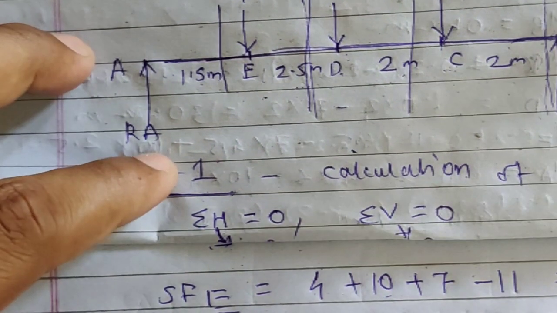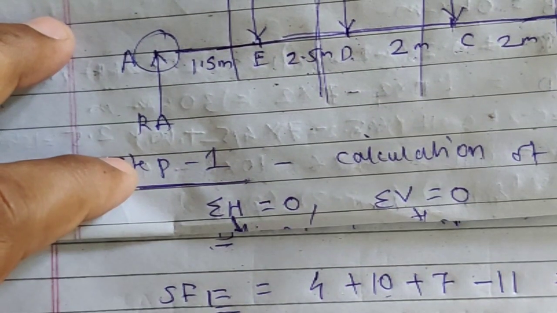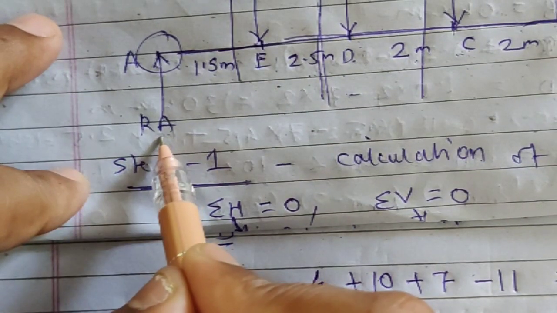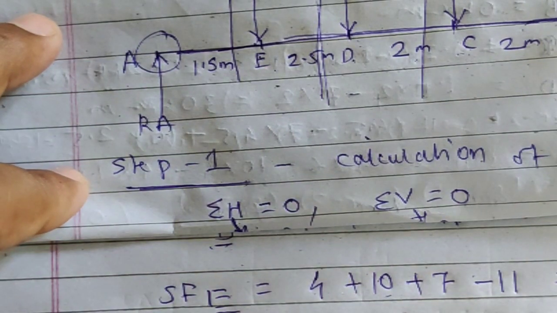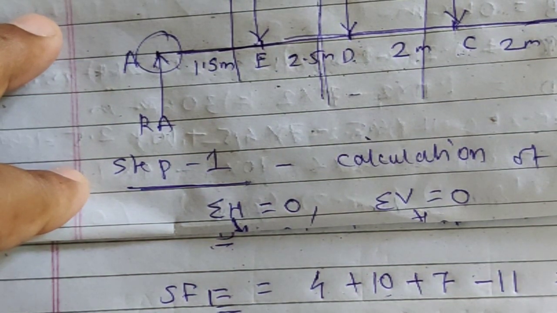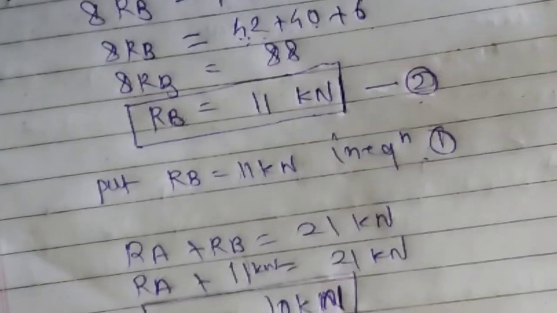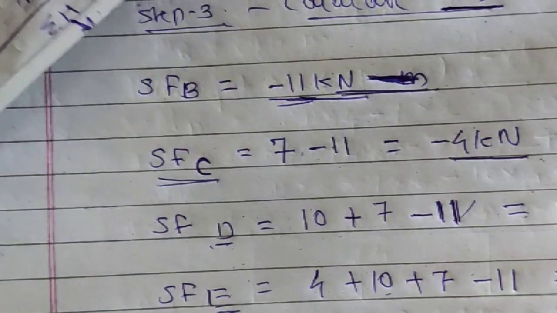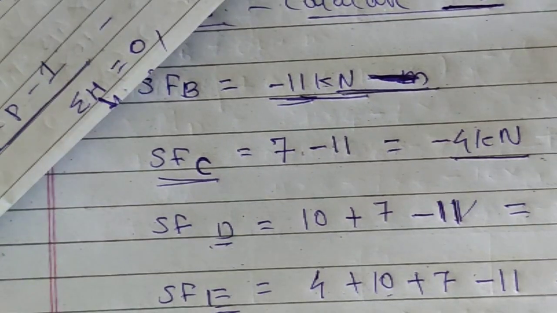Now only one value is remaining, which is A, shear force at A. So shear force at A is nothing but RA, because there is no other force acting. So shear force at A is equal to RA, and my RA value comes out to be 10 kilonewton. So shear force at A is 10 kilonewton.